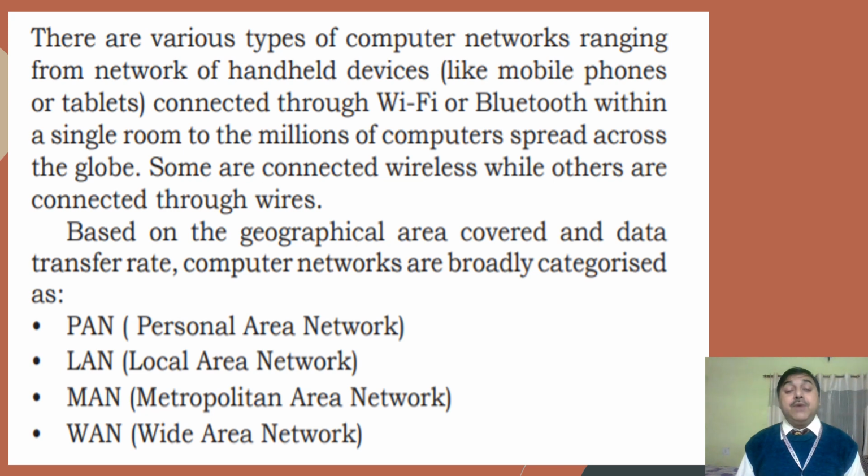What are they? First is PAN. PAN means personal area network. Next is LAN. LAN means local area network. Next is MAN, which means metropolitan area network. Next is wide area network. So you can find that we have divided into four different types or patterns of networks, the basic patterns of networks. Now let's see how they are working.